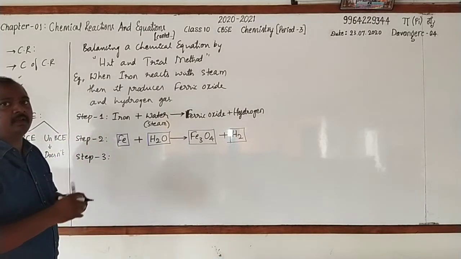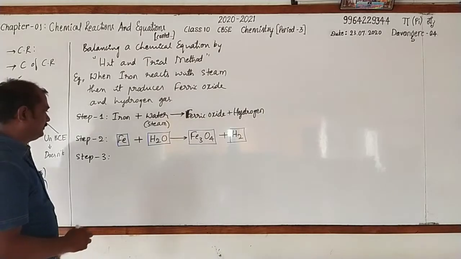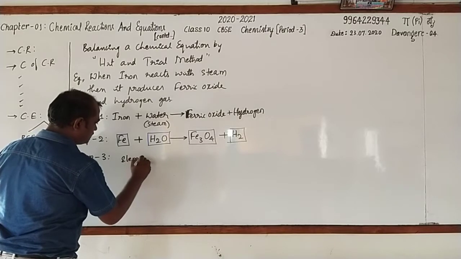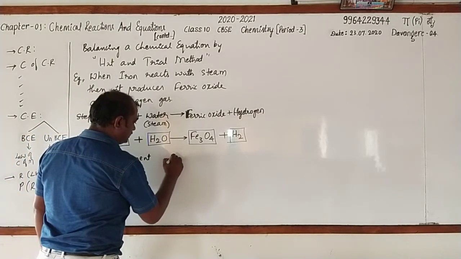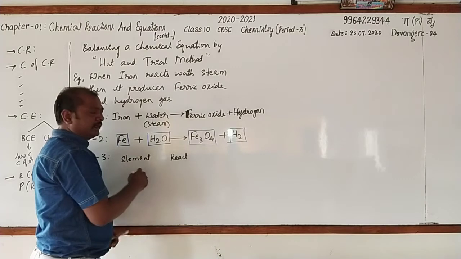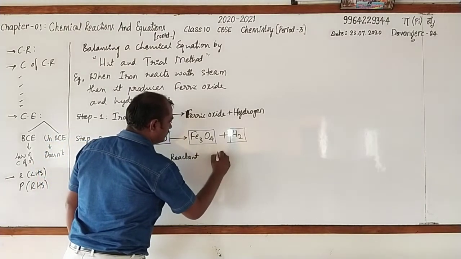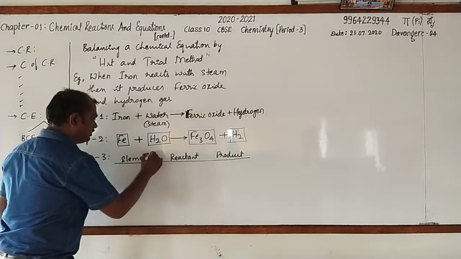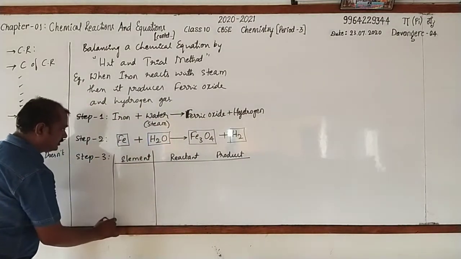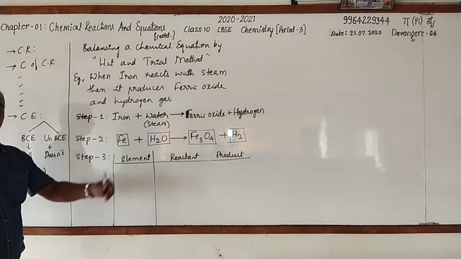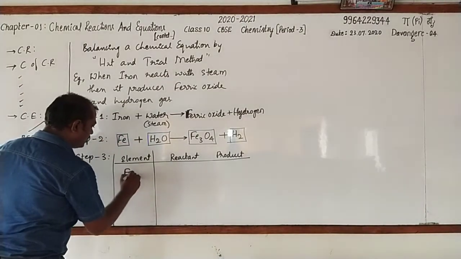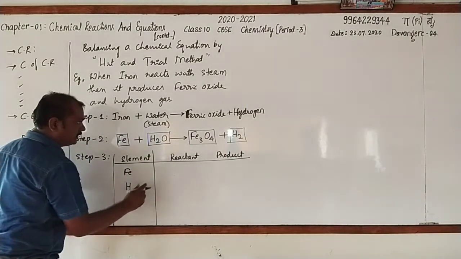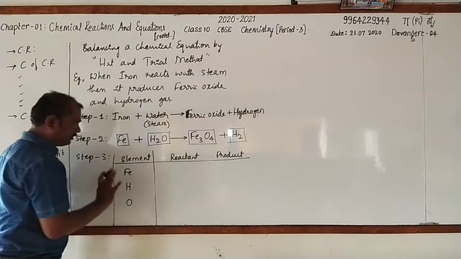Clear? Next, in the third step, we are going to write the number of atoms of each element on the reactant side as well as product side separately. Here, I'll go for writing that. The element, then reactant side. Reactant, it will be in the LHS part. Reactant, then product. Here, first you tell the elements that are present in this chemical equation. One is iron, second one is hydrogen, third one is oxygen. Any other element? Iron, oxygen and hydrogen.